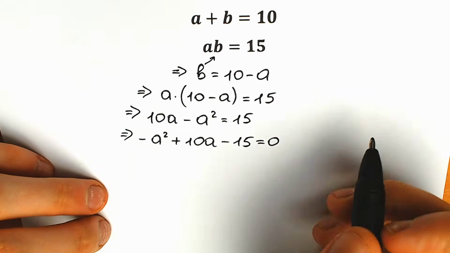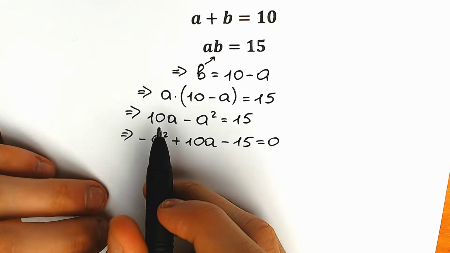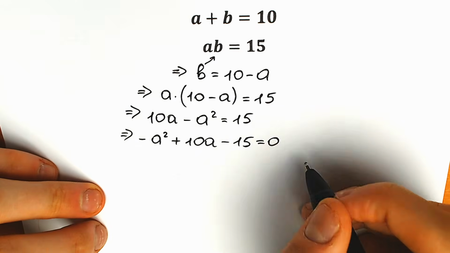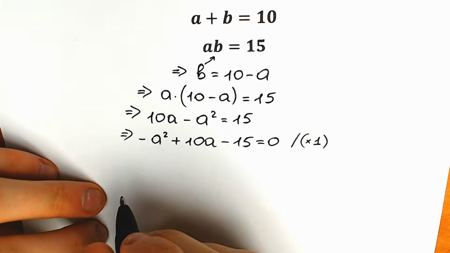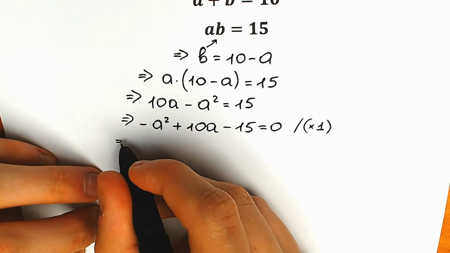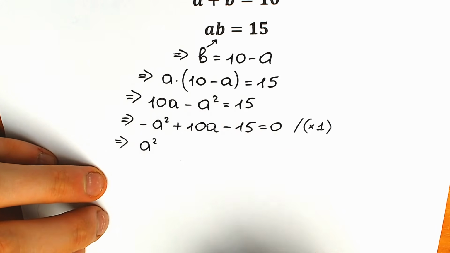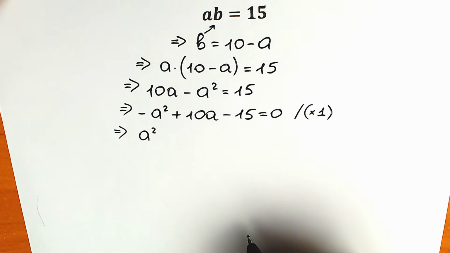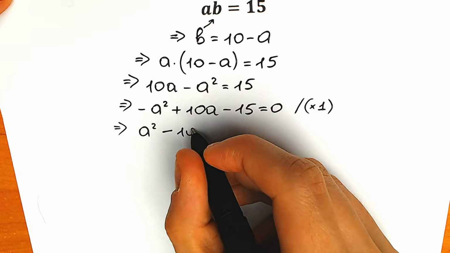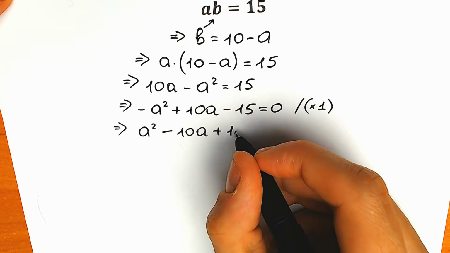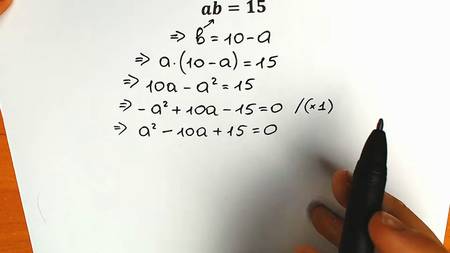We have a classic order of coefficients, but we don't have a classic order of signs, because we don't like this negative sign in the beginning. So my quick tip for everyone is to multiply both sides by minus 1. Then we have a classic order of signs: a squared, without the negative sign, minus 10a, and plus 15. So we have a classic quadratic equation: a squared minus 10a plus 15 equals 0.